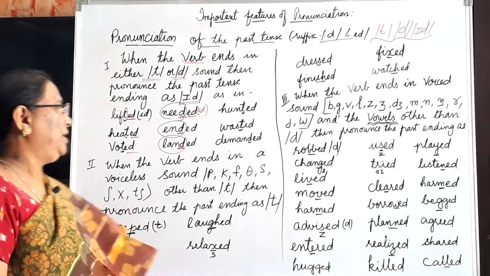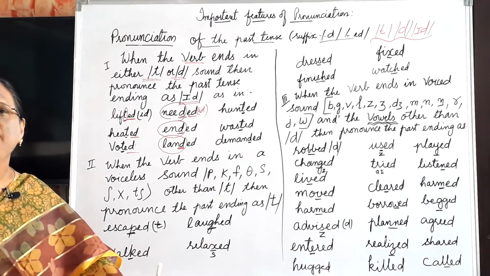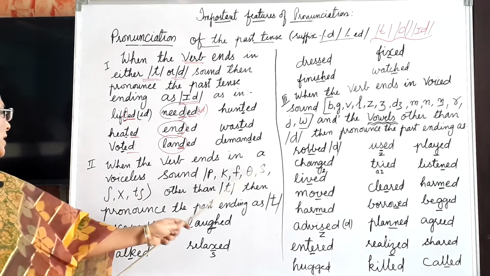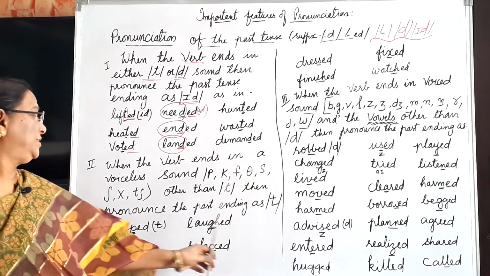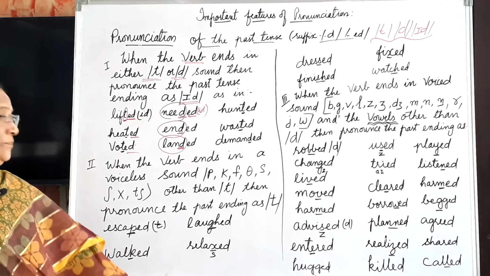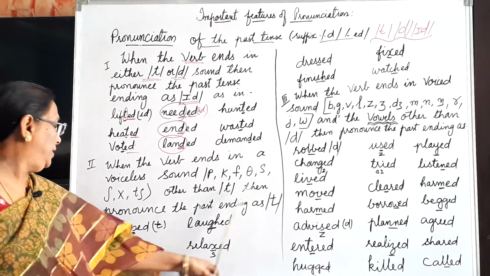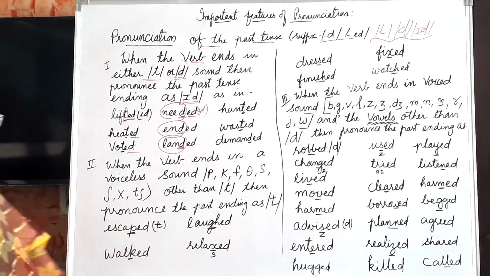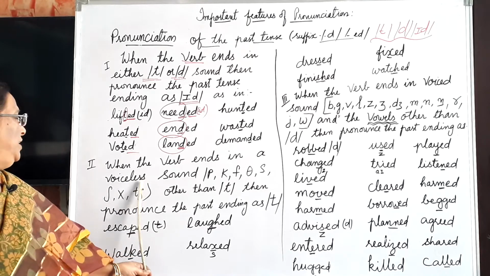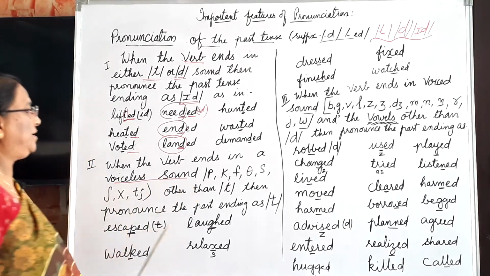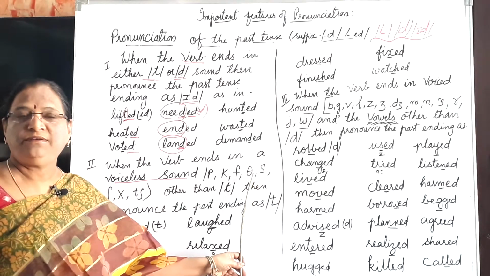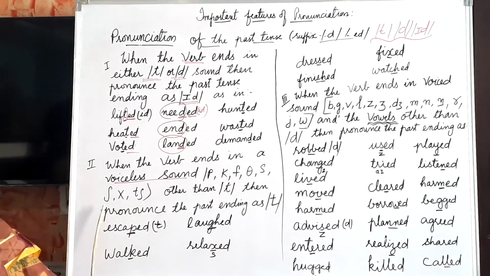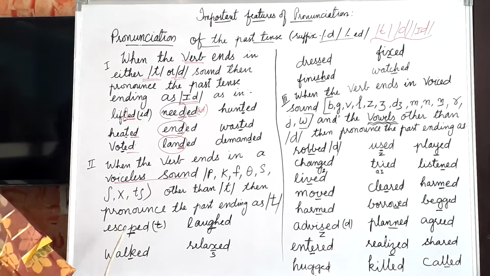Okay, and in the same way there is another rule to pronounce as T. When the verb ends in a voiceless sound, P, K, F, Tha, S, Sha, X and Cha, other than T, then pronounce the past ending as T. As all of you know, in the earlier class I told you the voiceless consonants. When the verb ends with these voiceless sounds, other than T, the past tense should be pronounced with T sound.